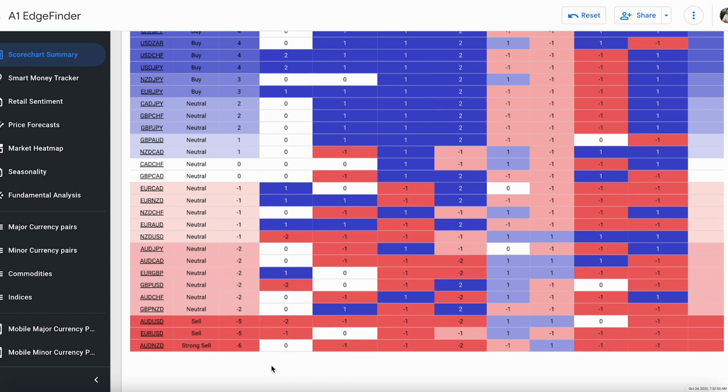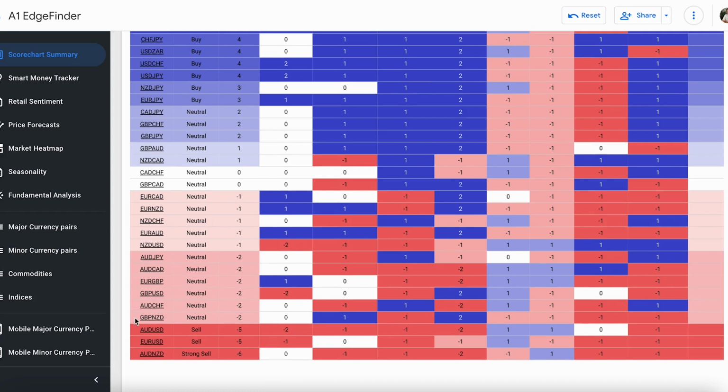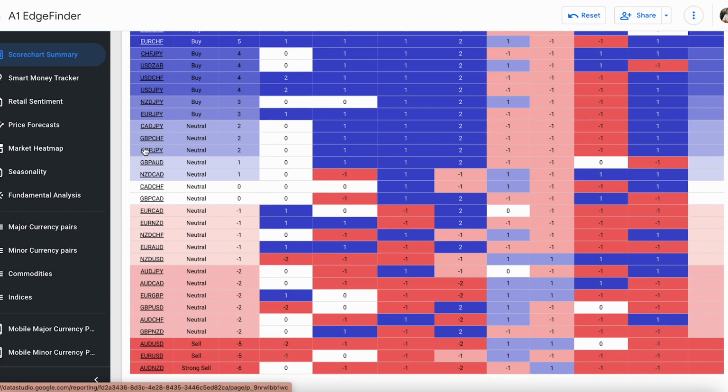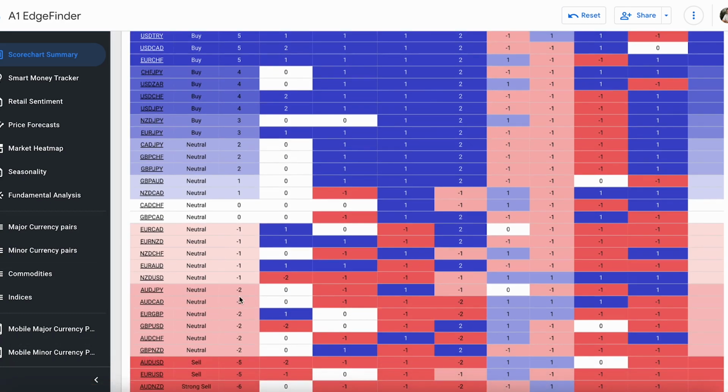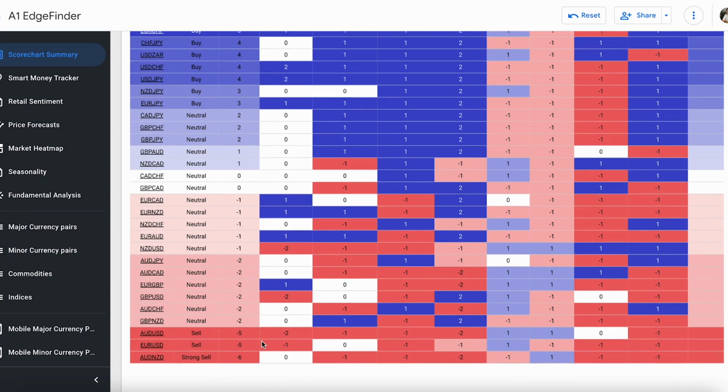Now, if we look at all of our pound pairs here, we can see GBP NZD, GBP USD, moving up a little bit, GBP CAD, GBP AUD, GBP JPY, and GBP CHF. And all of these have something in common. They're all right here in this middle section with all of these neutral pairs, meaning that they're not necessarily leaning one way or the other.